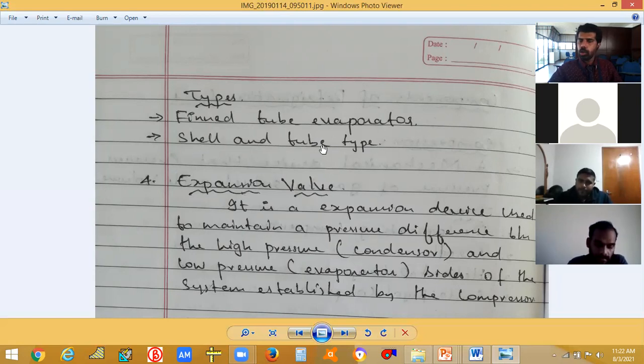Another type is shell and tube type that you might be knowing. A shell will be there, inside there will be a tube. Inside that tube, refrigerant will be flowing, and outside air will be flowing. Or it can be vice versa also, shell and tube. Through which heat is being exchanged or transmitted.